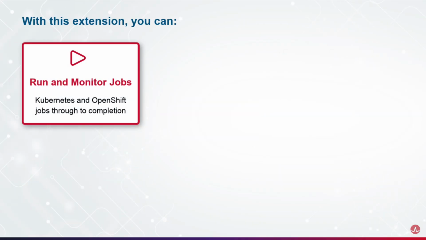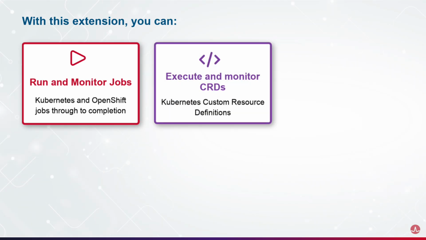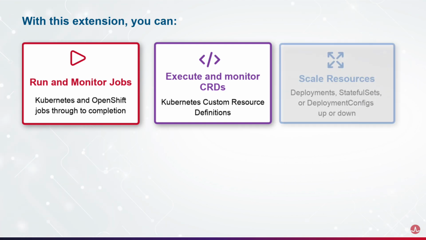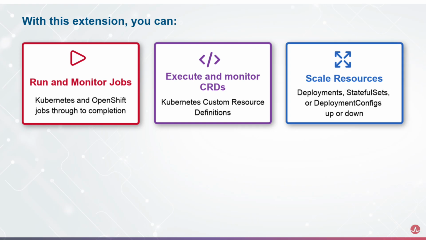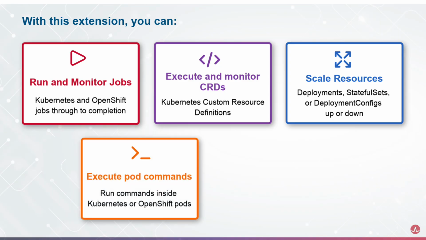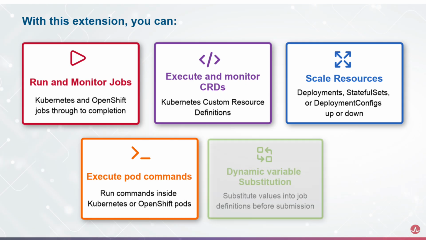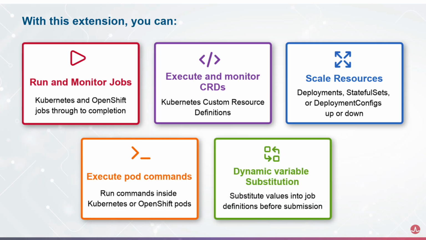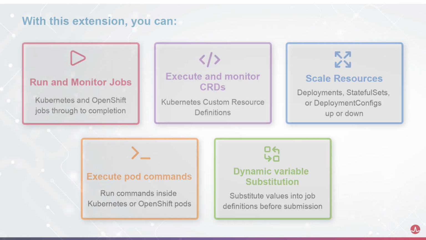With this extension, you can run and monitor Kubernetes or OpenShift jobs through to completion, execute and monitor Kubernetes custom resource definitions, or CRDs, scale deployments, stateful sets, or OpenShift deployment configs up or down, execute commands inside running Kubernetes or OpenShift pods, and perform dynamic variable substitution within Kubernetes job definitions before submission.